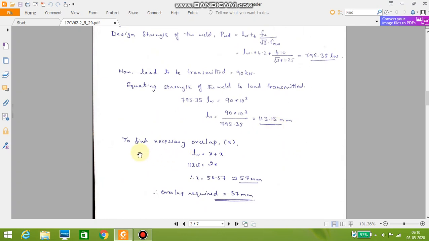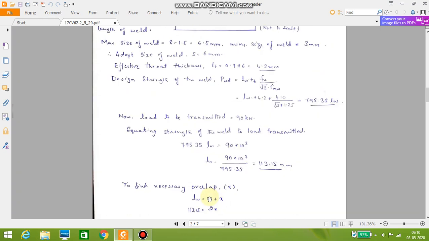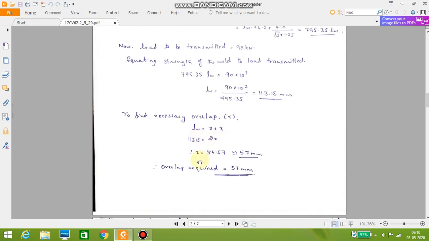Now let us find the overlap. So the total length of the weld to be provided equal to x on the top and x at the bottom. Total is the length of the weld. So 113.15 equal to 2x. Therefore the overlap x equal to 56.57, we will approximate it to 57 mm.